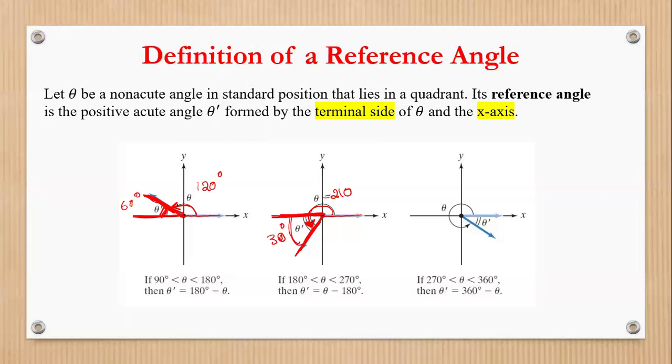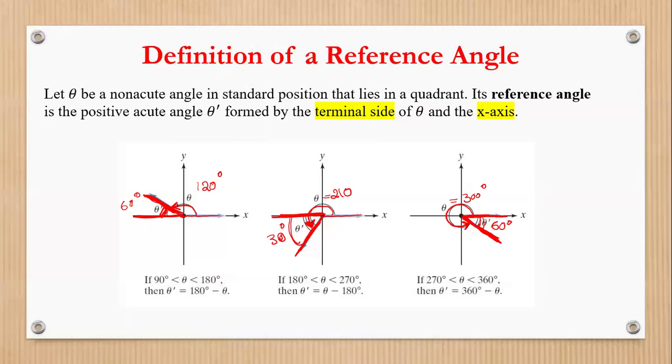And if you have an angle in the fourth quadrant, like this one, for example, a 300-degree angle, to find the reference angle, again, you need to find an angle between the terminal side and the x-axis, and this angle is 60 degrees. So to find the reference angle, we always look at the terminal side and the x-axis. That's why I highlighted it for you.